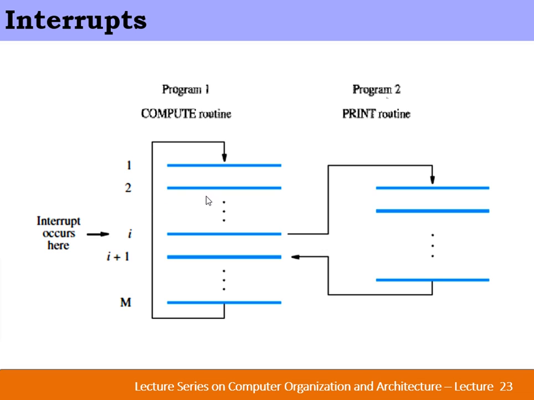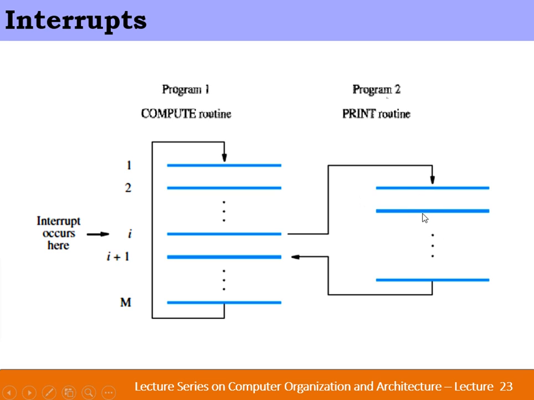So the printer function has to be started. In order to start the printer function, the processor has to give service to the interrupt. To do that, the currently running program, compute routine, will be stopped. That is, the I+1 instruction address, which is the program counter content, will be saved. Now the ISR, called print routine, will start its execution.